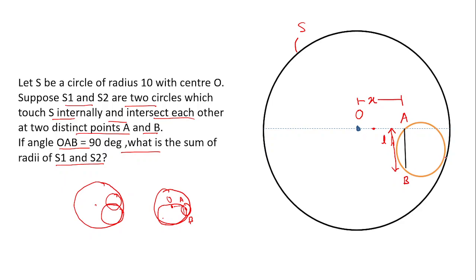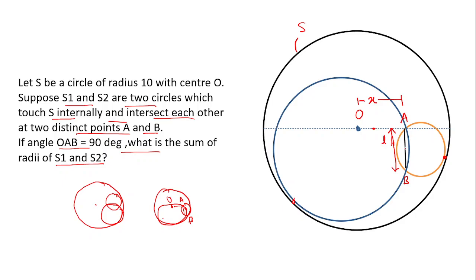This is where your visualization comes into the picture. One is this one, touching the bigger circle here. The other will be this circle, touching at this point. Any other circle you take with AB as a chord won't touch the bigger circle internally. You can try yourself. It is not possible at all.